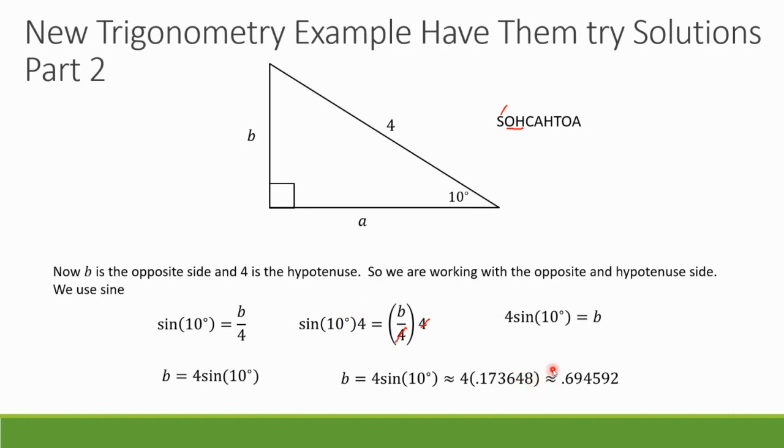Okay, good. And that's what we get here. Same thing, we want B. So from here, we get B as 4 times sine of 10 degrees. I just interchanged them, since you can multiply in any order. Sine of 10 degrees comes from a calculator, so we do 4 times that, and this is what you get. All right, that's cool. Any questions on this?